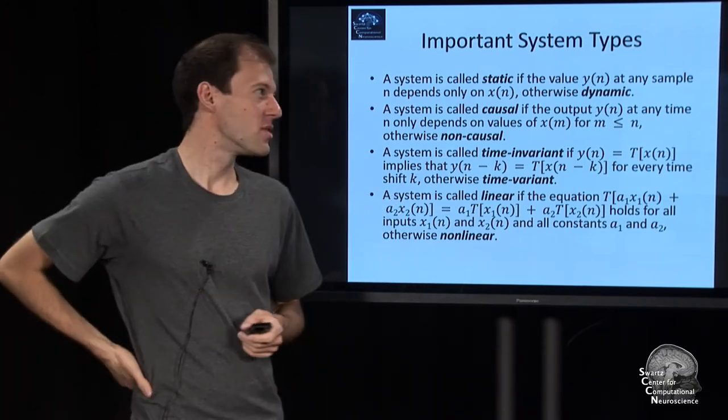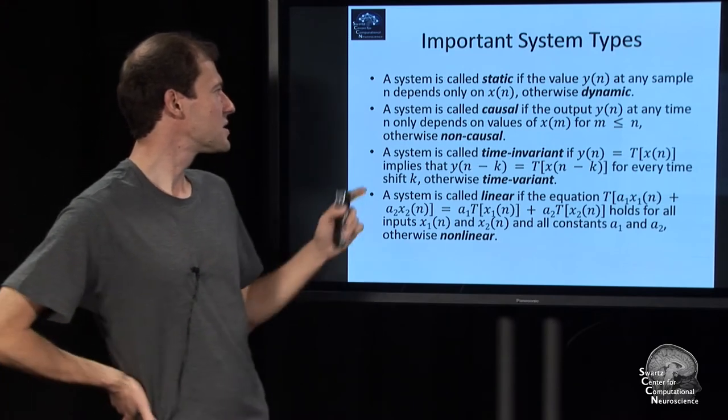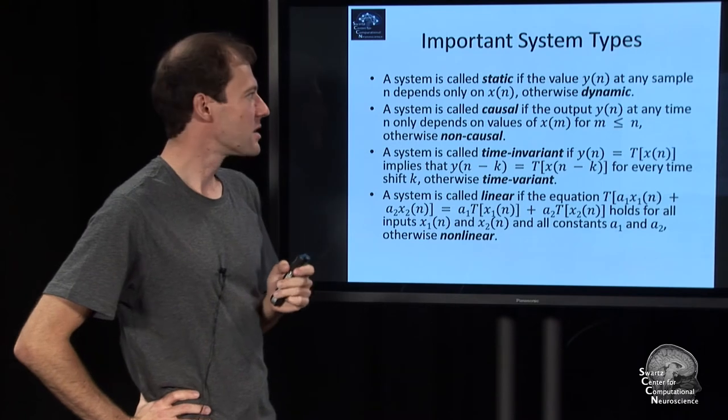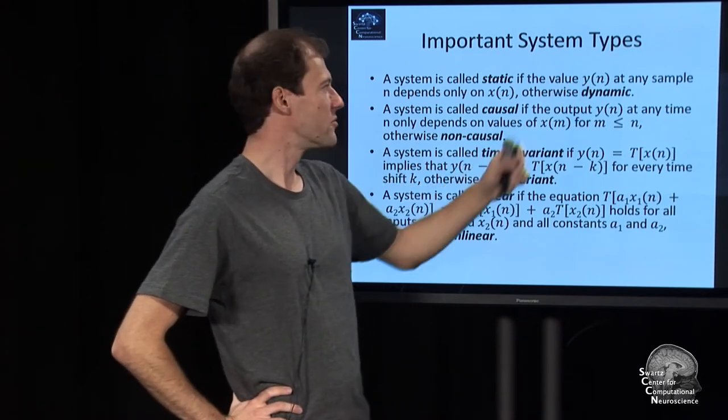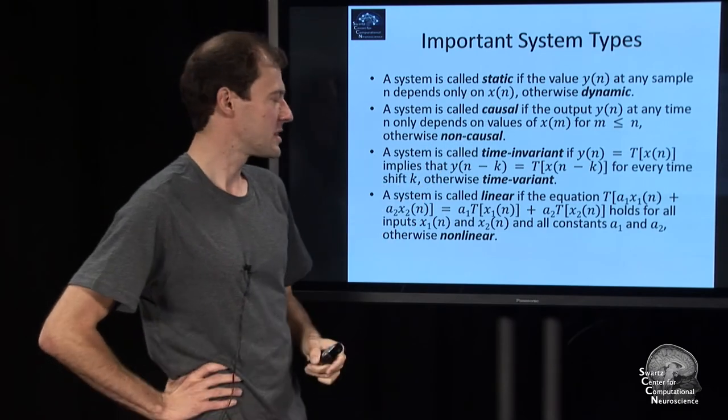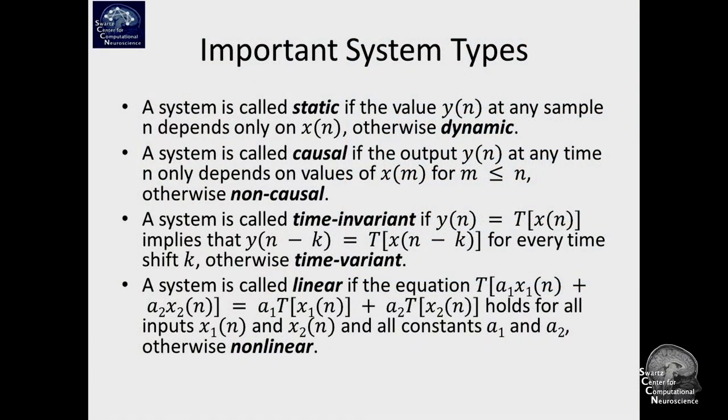But it's useful to know them. So you can say a system is, I'll be quite literal here, called static if the value yn, the output value at any sample n, depends only on the input value xn for that sample. So you're not transferring information across time at all in there.